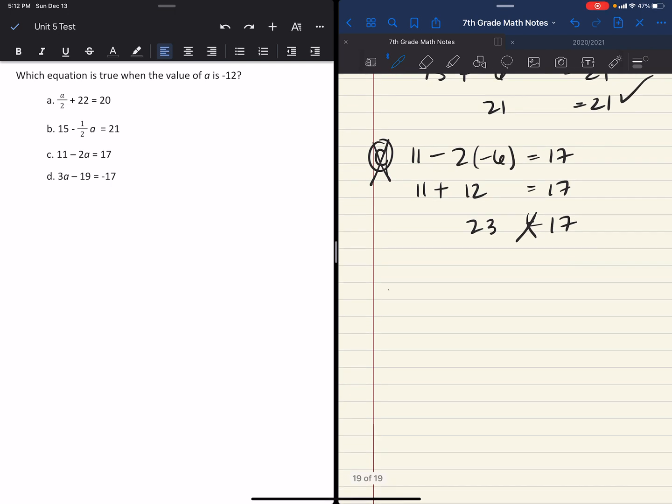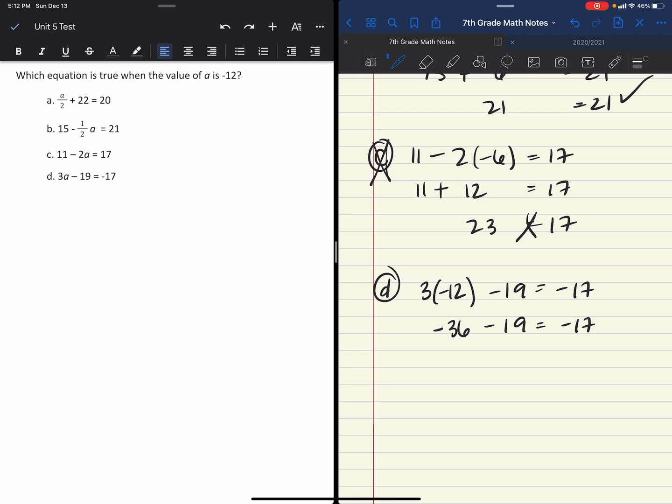Lastly, D. We go through all the answer choices, guys, even as students when you're test taking, because you want to prove that you have the right answer. Like you have to be full on confidence. So 3A, instead of writing A, I'm writing negative 12. 3 times negative 12 minus 19 equals negative 17. 3 times 12, mental math, I know to be 36. Negative times a positive is negative.